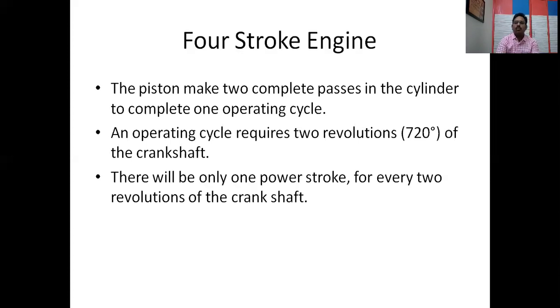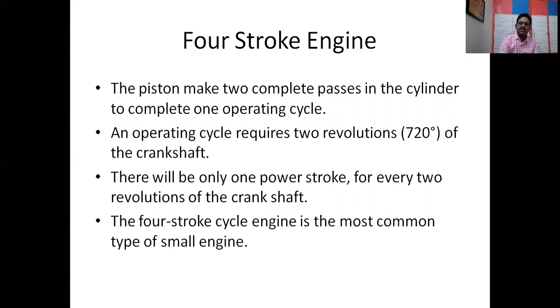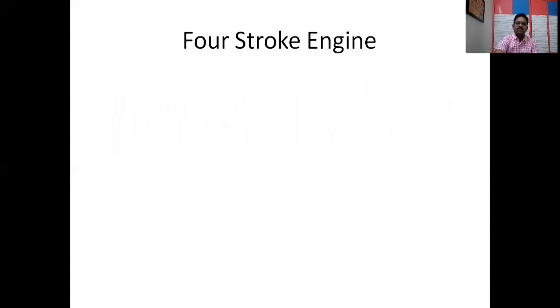There will be only 1 power stroke. Out of 4 strokes, you have only 1 power stroke. That means for every 2 revolutions of the crankshaft, only 1 power stroke will be there. That means power will be generated only in that stroke. So out of 4 strokes, only 1 power stroke will be developed. The 4-stroke engine is the most common type of small engine. Generally we use it for small engines, and sometimes for big engines also.